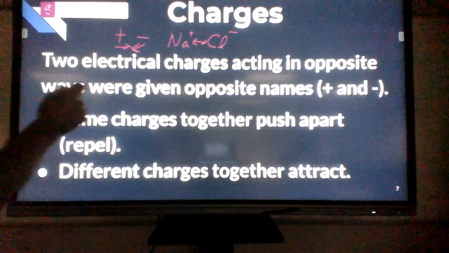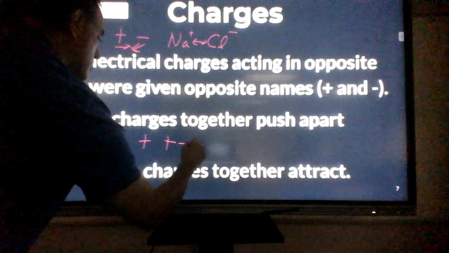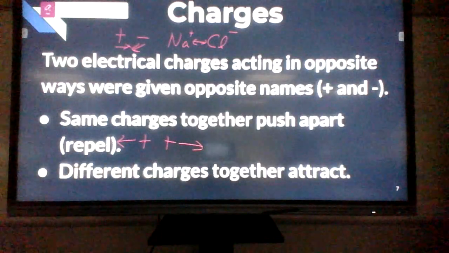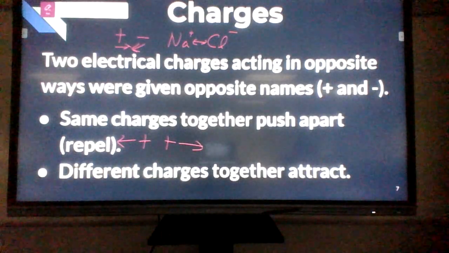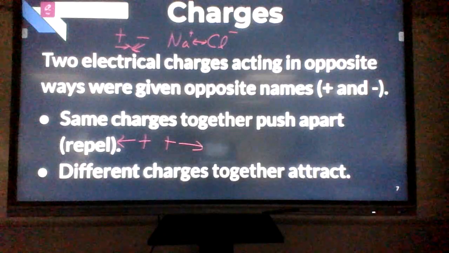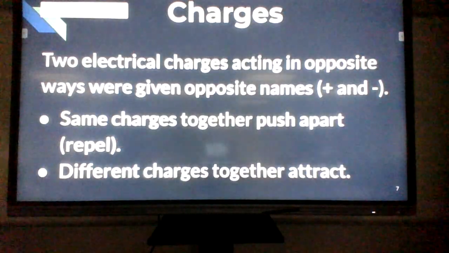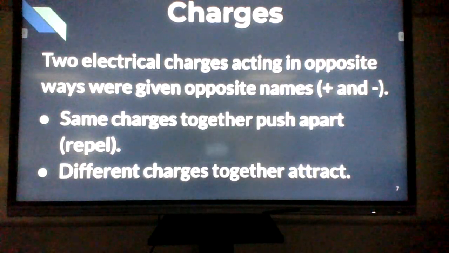But if you were to put 2 protons together, those are going to repel and push each other apart. Same charges will repel, also called like charges. Different or opposite charges together will attract, and that's called the law of charges. Ready?